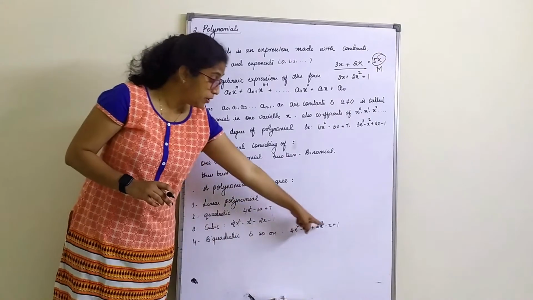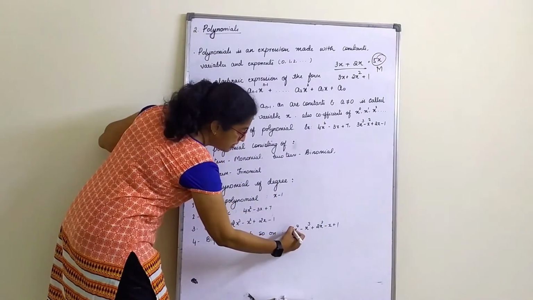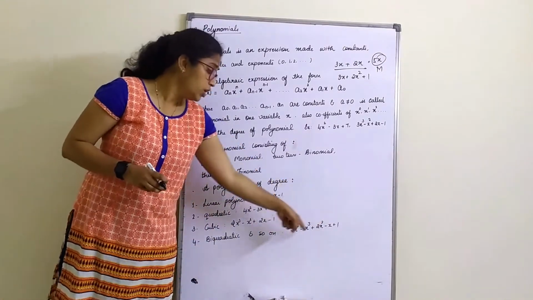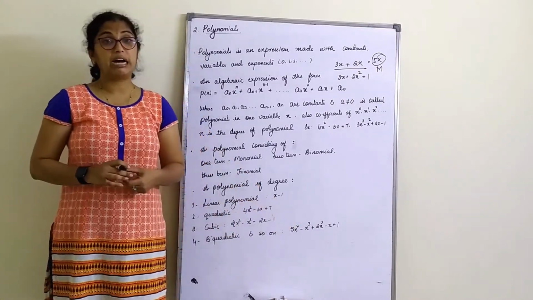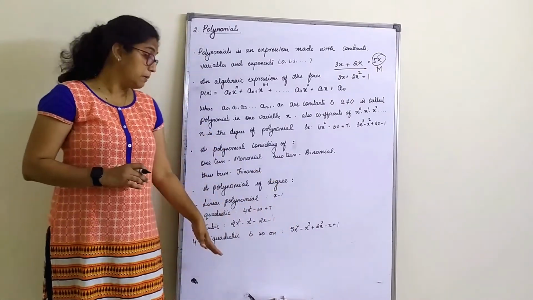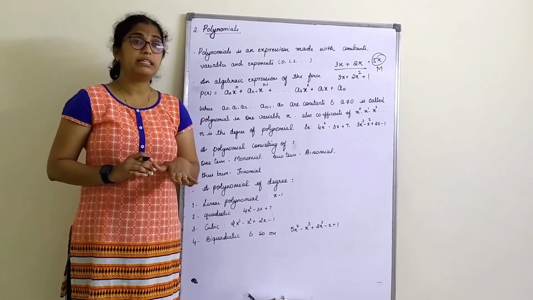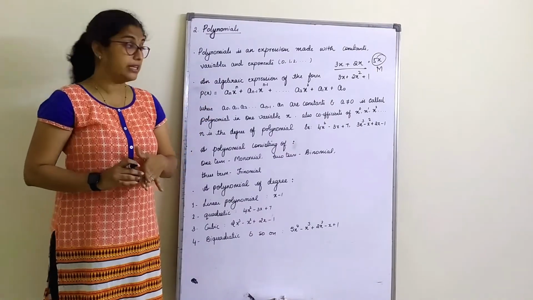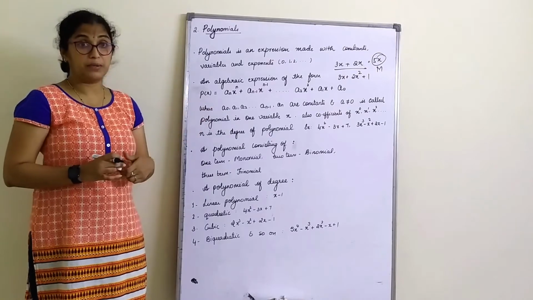In this given polynomial, what is the highest degree? Let me change it, otherwise the coefficient as well as the degree are the same here. What is the highest degree in the given polynomial? 4 is the highest degree. Therefore, it is a biquadratic polynomial. In your syllabus, we are only dealing with linear, quadratic and cubic polynomials. So, this is the introduction of the chapter on polynomials.